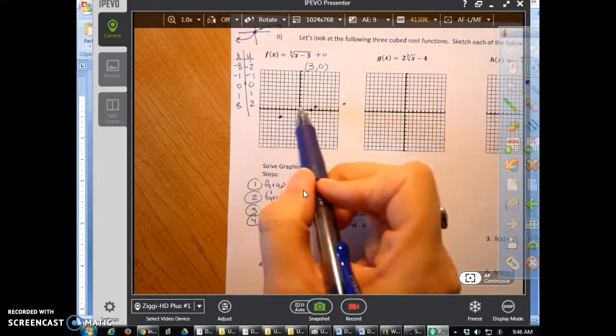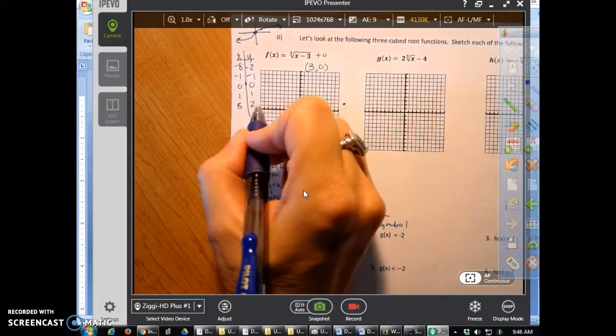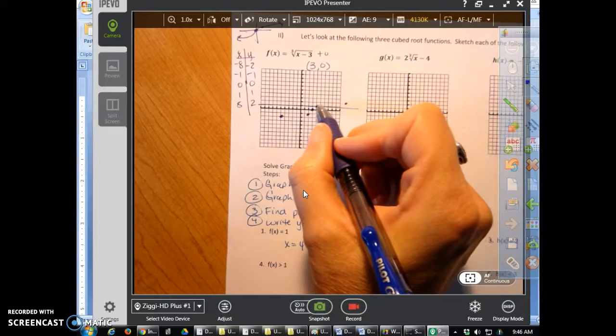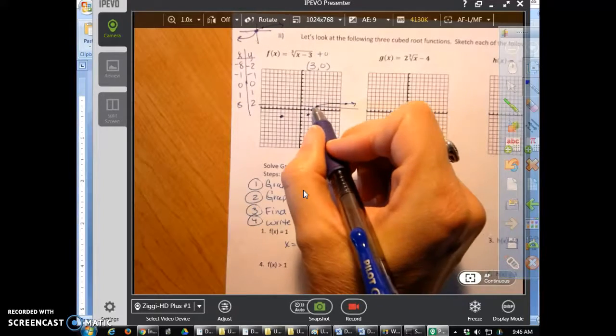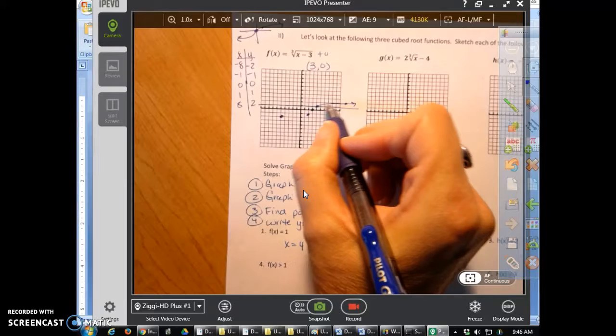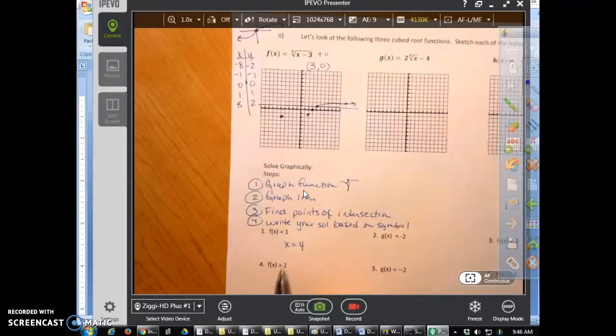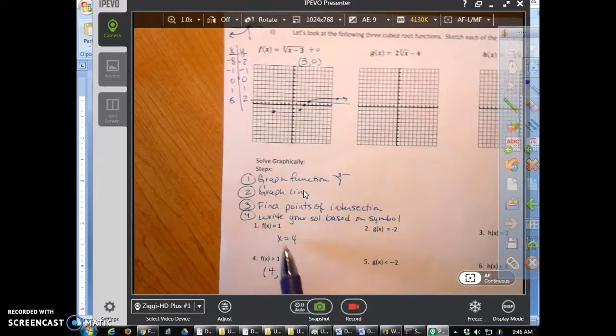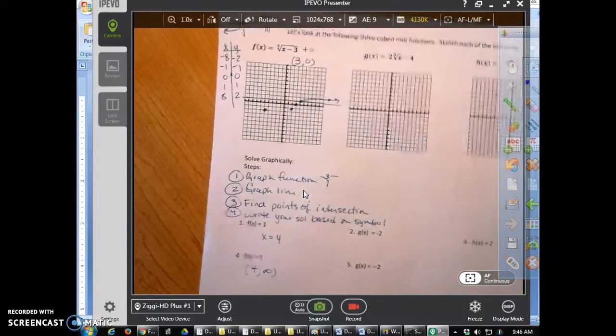Then where is it greater than 1? Well, when I draw my line in place, I can see that here is the part of my graph from there that my y's are greater than 1. So it's going to be 4 to infinity. But it will not include 4 because 4 isn't greater than 1, it's equal to 1.